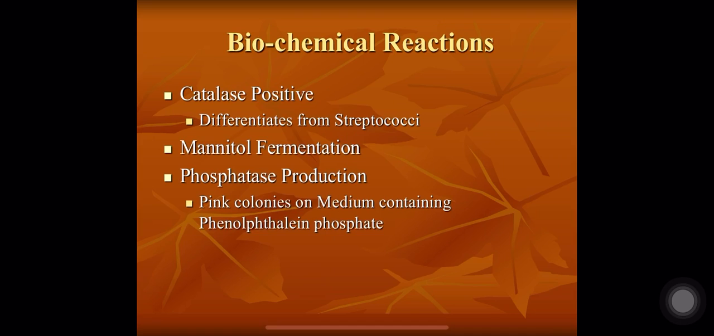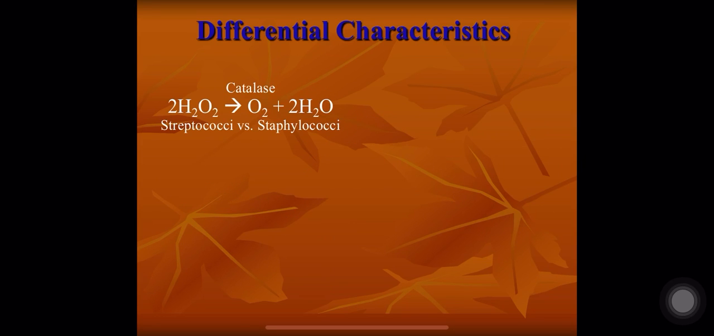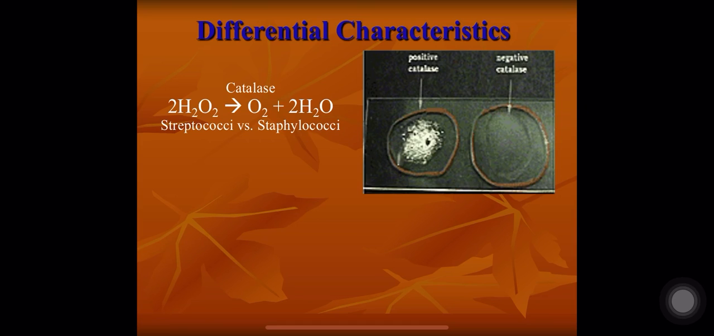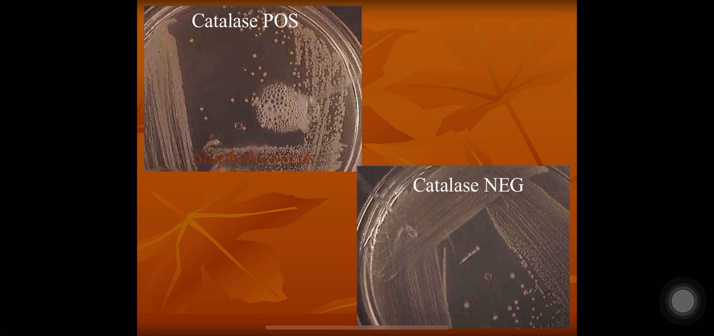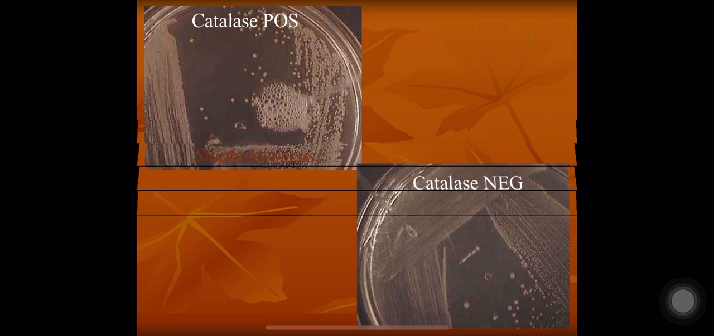In biochemical reactions, Staph aureus is catalase positive, and all the Staphylococci are catalase positive, and all the Streptococci are catalase negative. So this property, catalase test, is used to differentiate between Staph and Strepto. Staph aureus is also a mannitol fermenter. It is phosphatase positive. In the catalase test, hydrogen peroxide is used, and prompt effervescence indicates catalase positive. No effervescence indicates catalase negative. You can also perform the catalase test on a petri dish. Here you can see a catalase positive test in the petri dish and another one catalase negative.